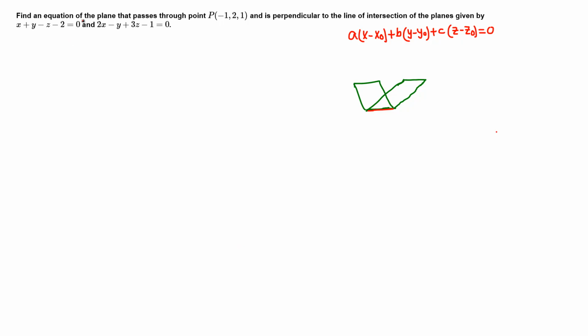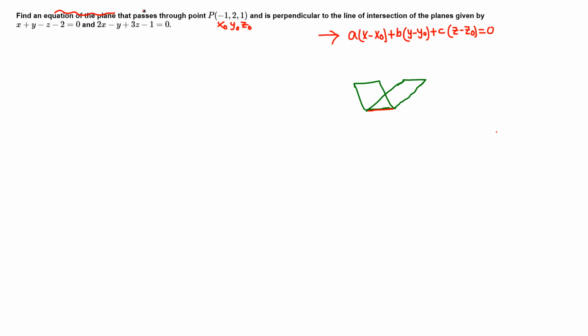Find an equation of the plane that passes through the point. Hold on here. Equation of plane. So here is the equation: a(x minus x naught) plus b(y minus y naught) plus c(z minus z naught) equals 0, where x naught, y naught, z naught is a point, and we are given that point here. Now if we know a, b, c, which is the normal vector to the plane, then we are done.